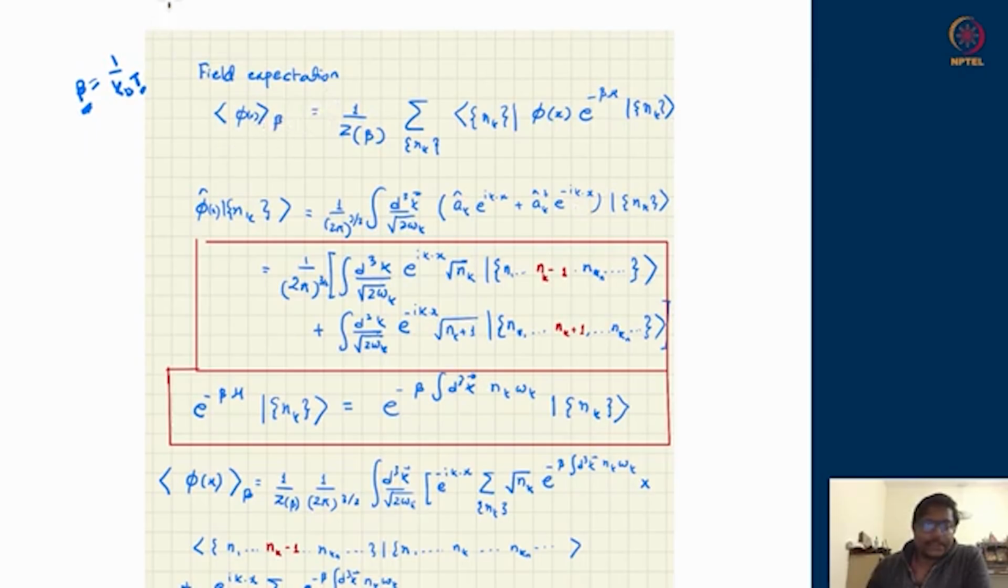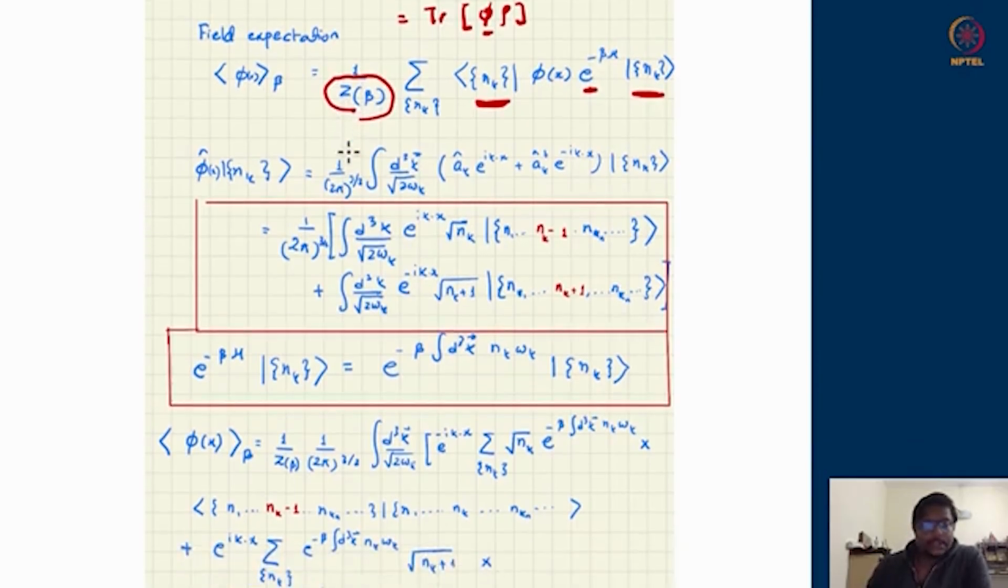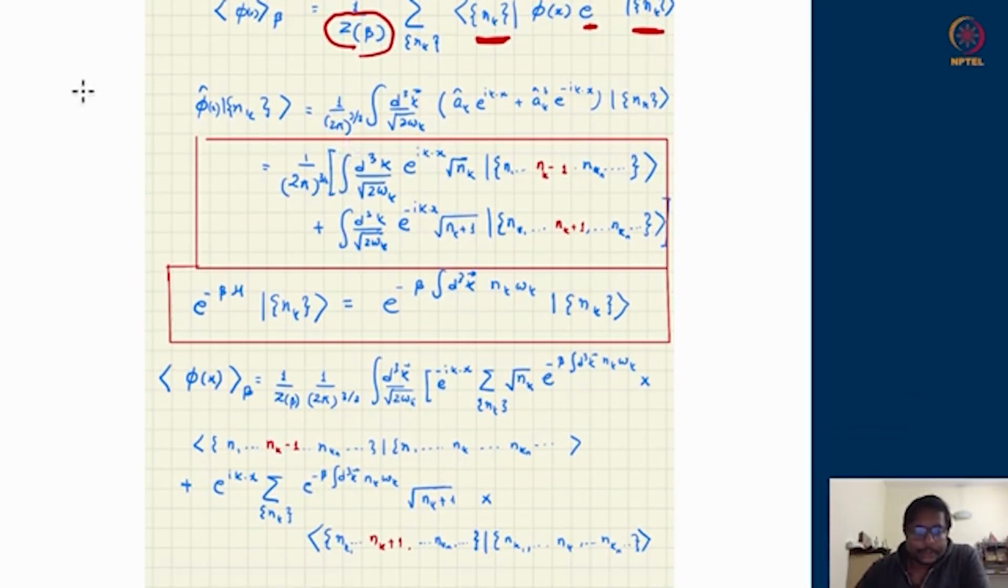Again, by the definition of the expectation of the field, we should be calculating the trace of phi times rho. That means I should put this quantity, phi times rho, with rho being e to the power minus beta H, in the diagonal basis, or the eigenbasis of the system, a complete basis of the system, and divided by the partition function Z of beta. That is the standard definition we keep using. So this is the operator method, and we will write down the field in its modes and the a k and a k dagger like we have been doing all along. So let us write down first what this is.